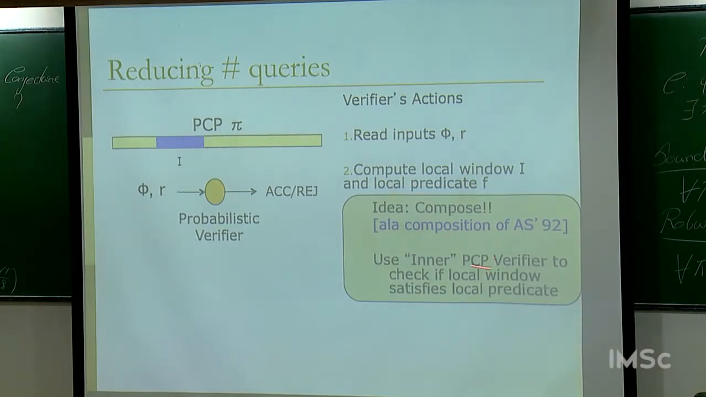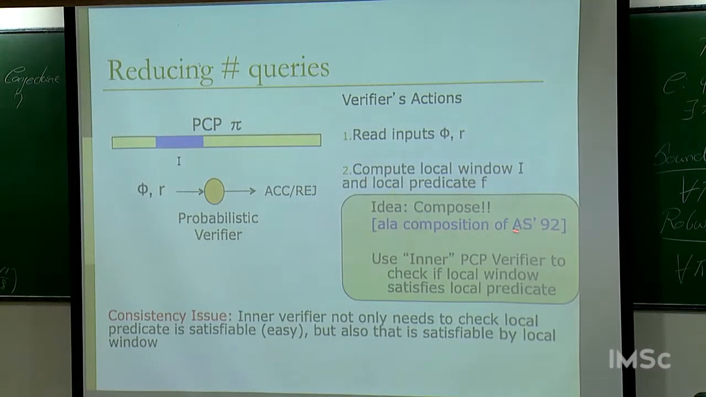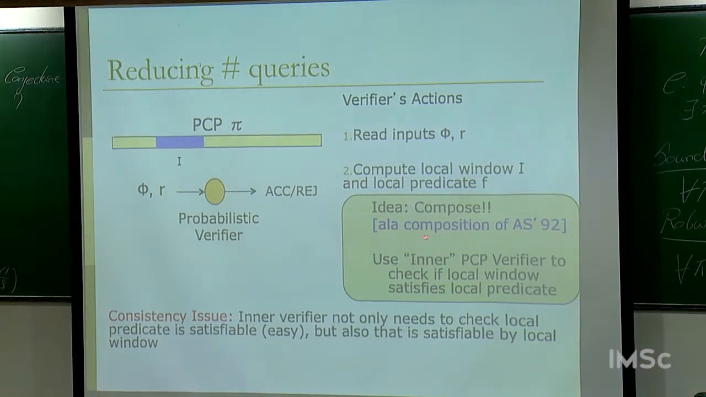So they said just compose. If you have some sort of initial PCP which will reduce the locality slightly, you could in principle compose. This is easier said than done. There's a big consistency issue, and we'll come to it exactly. Composition is a great idea of Arora and Safra. That's the main contribution of Arora and Safra in the paper. We'll see how exactly this can be implemented in the next few slides. Any questions?